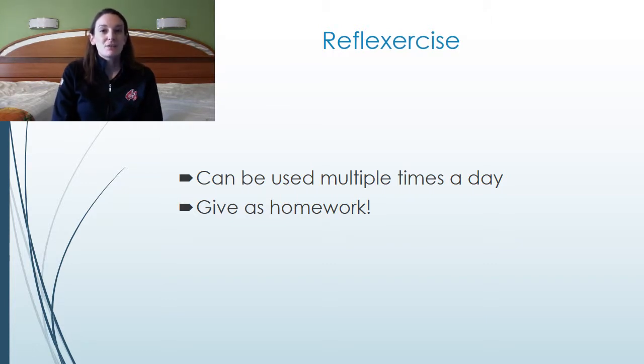The other reason I like reflexercise a lot is that it can be used for homework. So once I teach it to them in the clinic, then I can send it home with them and let them explore it and figure it out, decide when it feels best for them, and then it gives them something that they have ownership over in a way that they feel like they can down-regulate themselves without any help from me.